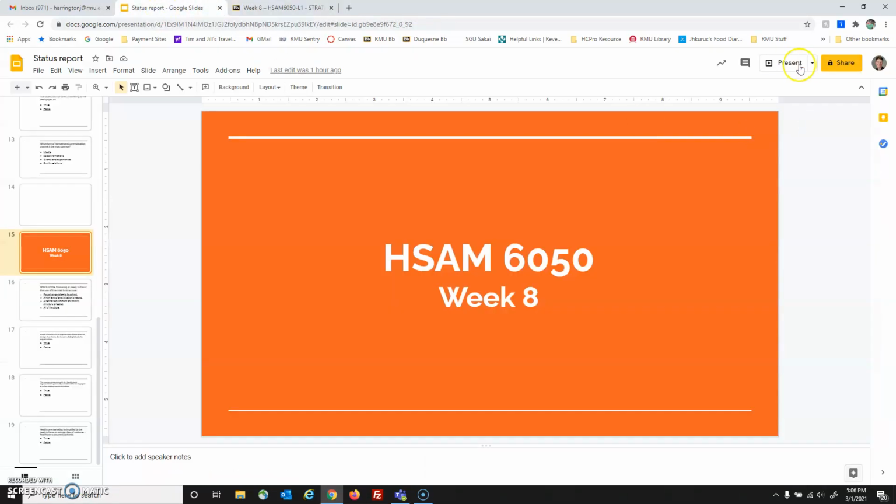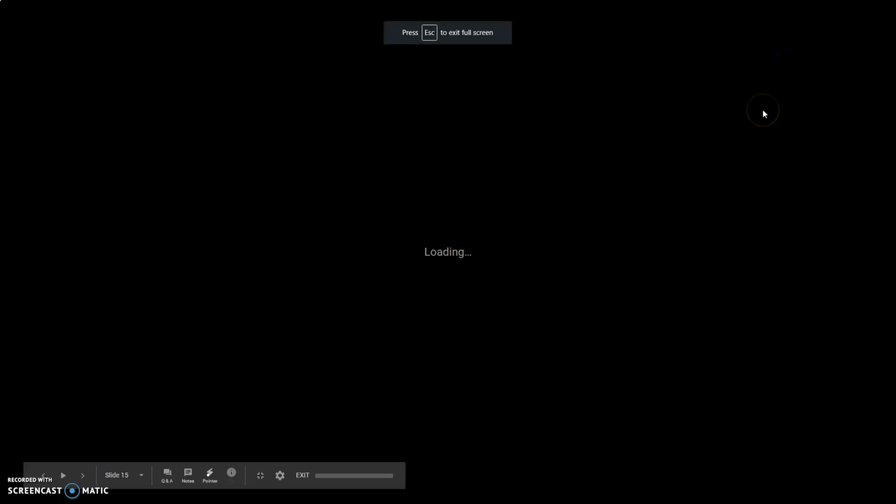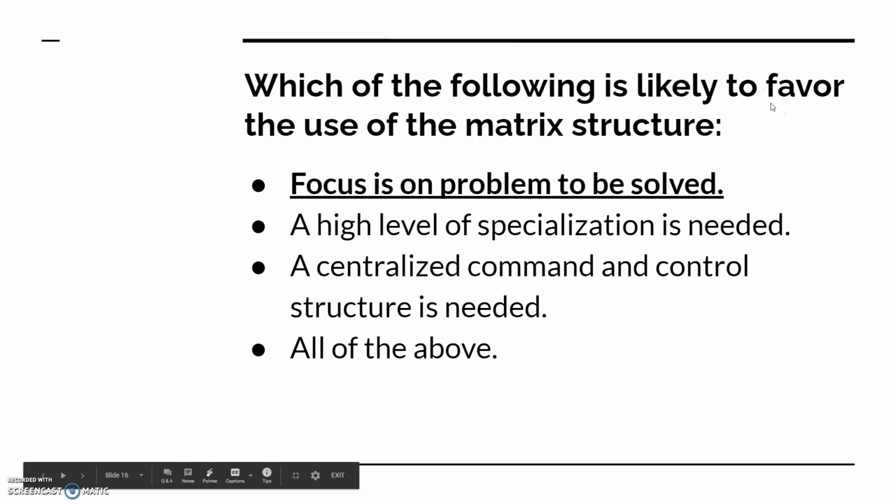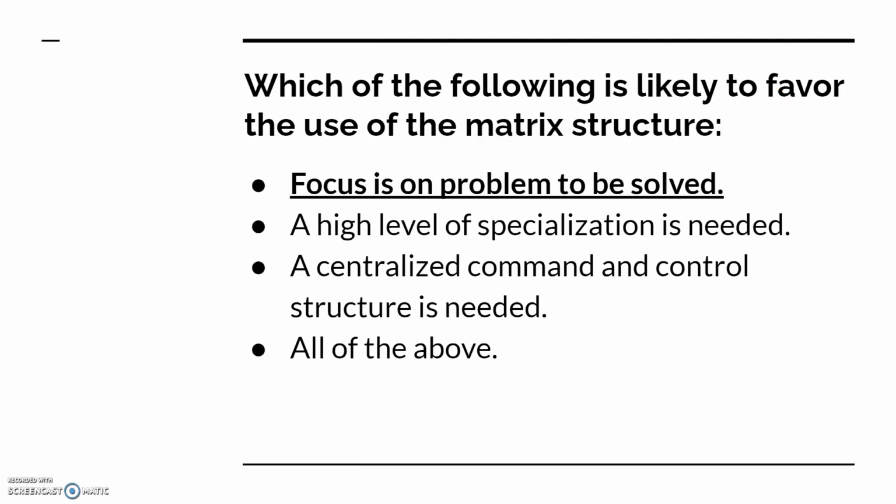So let's hop over and take a look at the quiz questions from last week. The first one: which of the following is likely to favor the use of the matrix structure? When you think about a matrix structure in an organization, it really allows the people that are in charge of a function to really be in charge of that function.